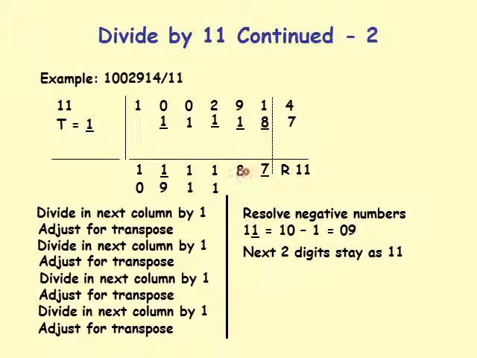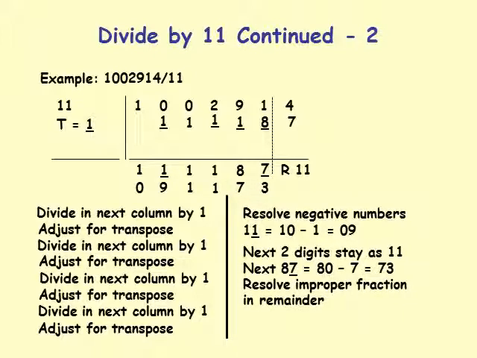Okay, next is 8 here and 7 negative. So that's like 80 positive and 7 negative. 80 minus 7 is 73. Okay, let's continue. So 7 here and 3 here. And then, so it is all improper fractions here in the remainder.